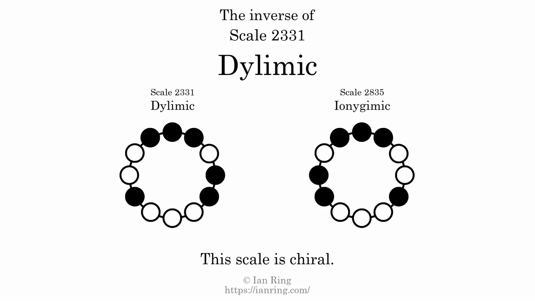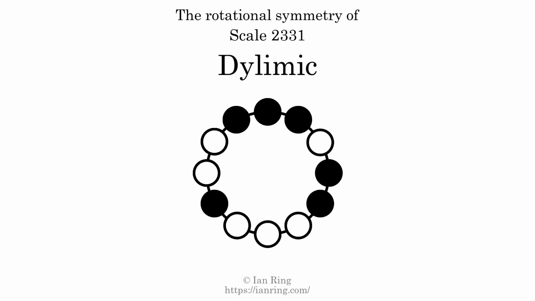The inverse of a scale is a mirror image. It is what you get when the sequence of intervals is reversed. The inverse of this scale is scale 2835, also known as Dylimic. This scale is chiral. It cannot transform into its inverse by rotational transformation. This scale has no rotational symmetry.